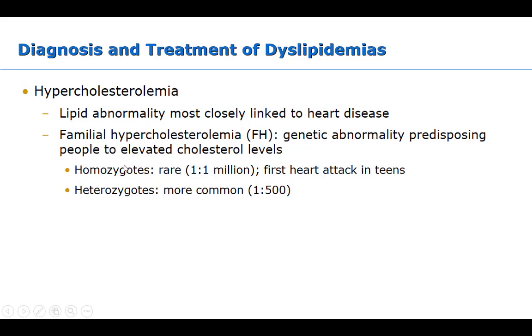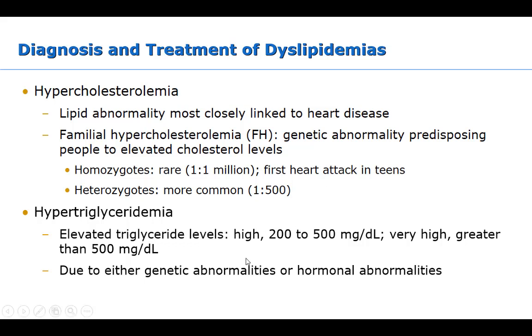If the patient is homozygous, which is quite rare, these patients will get their first heart attack in their teens. Heterozygous is more common, 1 in 500. So it's quite common actually. Homozygous, heterozygous, the two gene copies, right? So heterozygous for familial hypercholesterolemia, they also have a high risk of coronary heart disease.